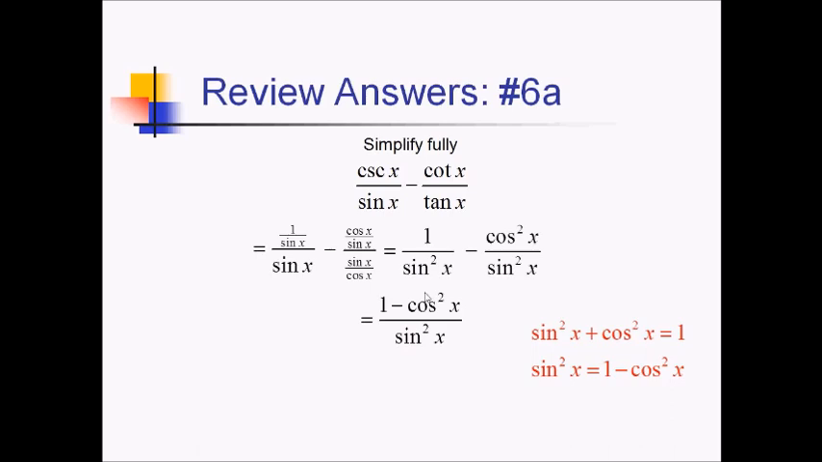Well, I'm going to take this 1 minus cosine squared and swap in a sine squared for that. I could have gone the other way. It actually won't matter on this problem. But if I see sine squared over sine squared, well, anything divided by itself is going to be 1.